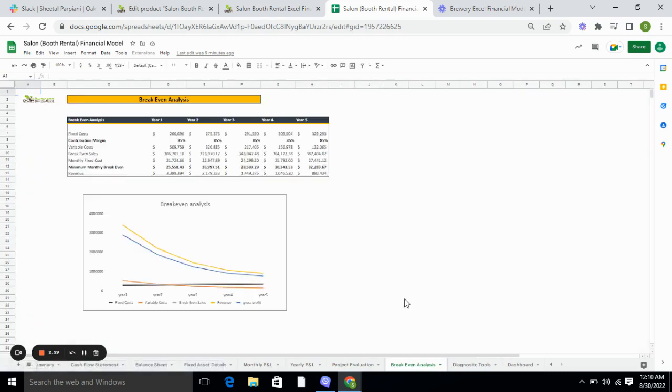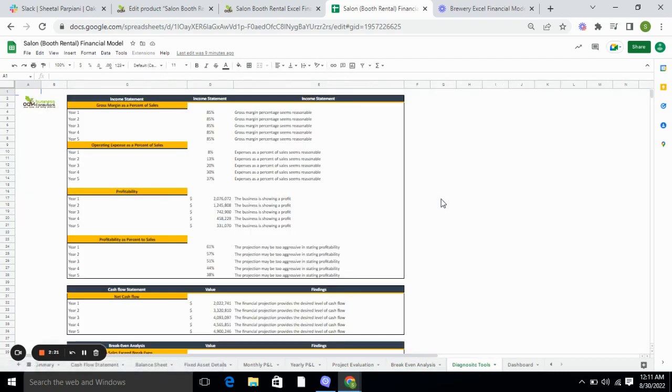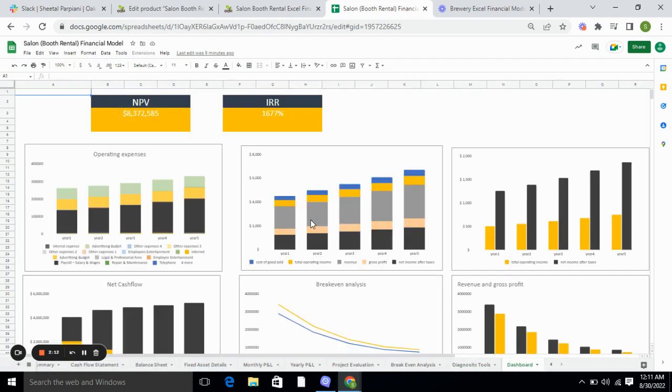Break-even analysis reveals the point at which you will have sold enough units to cover all of your costs. Diagnostic tool tells you whether your business is profitable or not. Dashboard is the visual representation of your business.